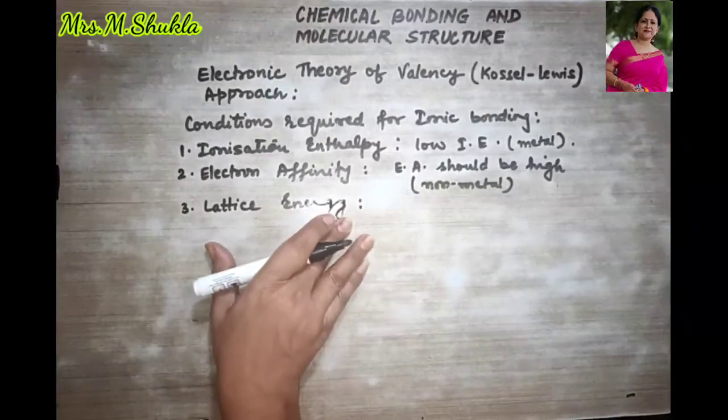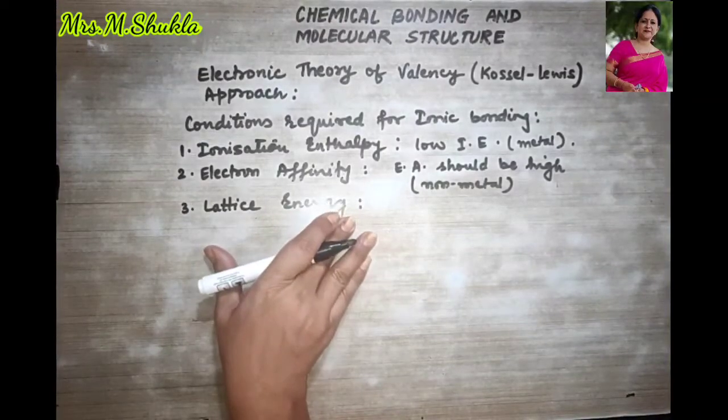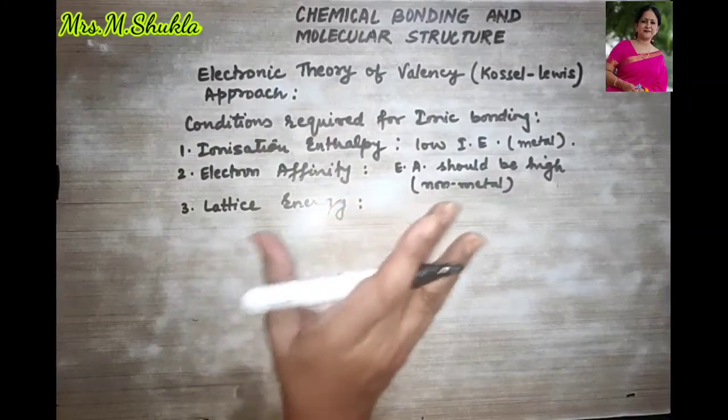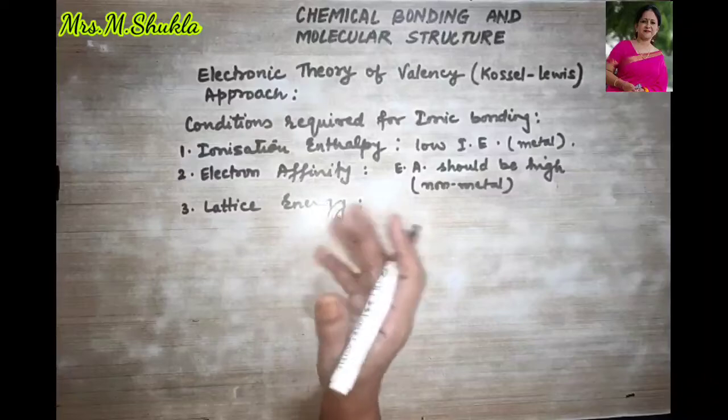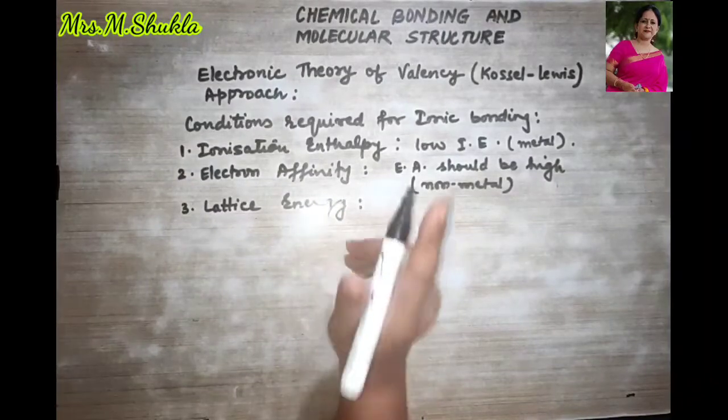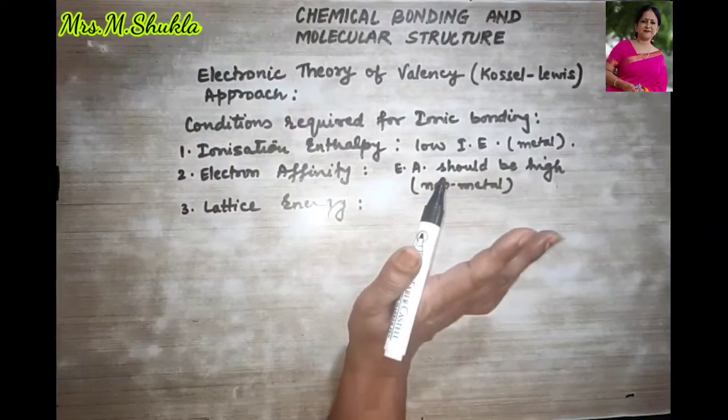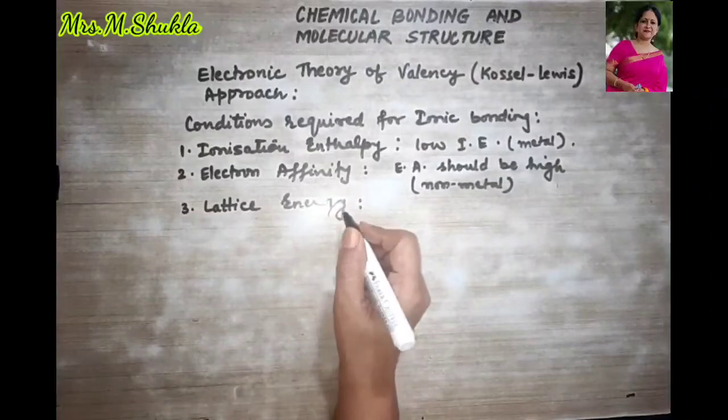Now, let's talk about lattice energy. It is always equal to what? The energy released when the gaseous cations and anions combine and form 1 mole of ionic compound, right? So what is lattice energy?